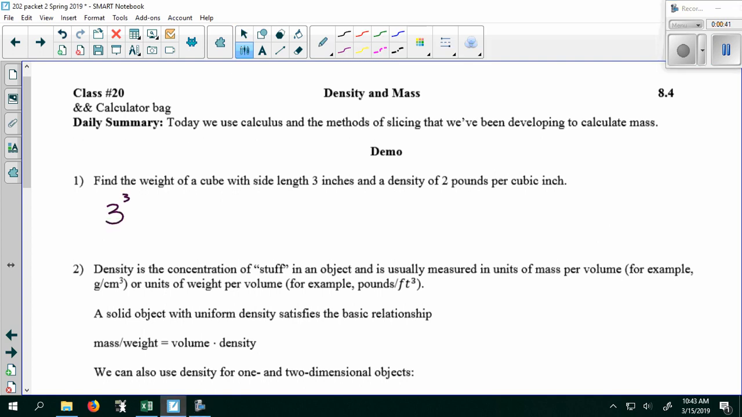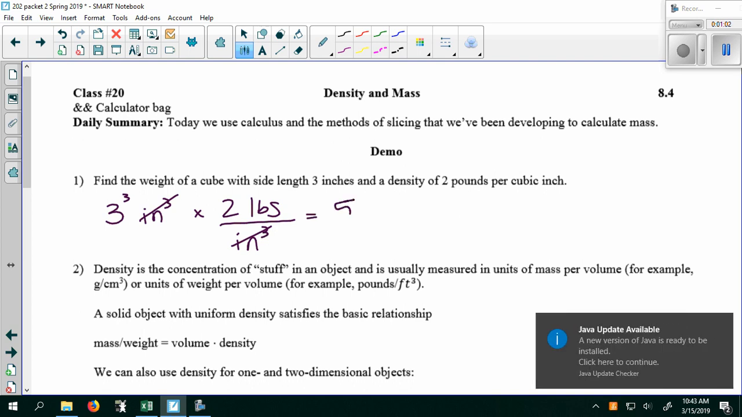So 3 cubed, and that is 27 cubic inches, right? Because it's inches by inches by inches. So cubic inches, and then times 2 pounds per cubic inch, and then your cubic inches cancel, and you end up with just pounds. 27 times 2 is 54 pounds.